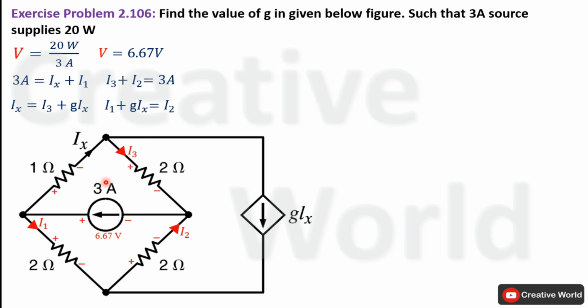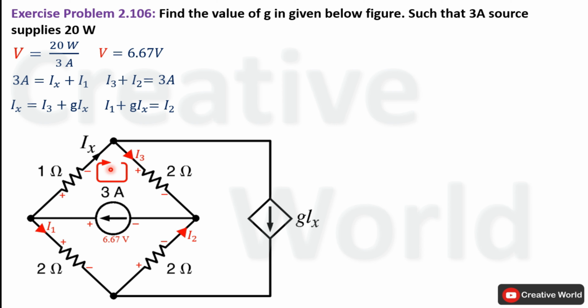Now for further simplification, we will apply Kirchhoff's voltage law inside this closed loop. For that purpose, we are assuming the direction of current in clockwise direction. Write KVL equation for this closed loop. Start from here. Current entering terminal is positive, so voltage across this 2 ohm resistance will be taken with positive sign, that is the product of I3 and 2 ohm. Next, current entering terminal is negative, so voltage across this constant current source will be taken with negative sign, minus 6.67 volt. Next, current entering terminal is positive, so voltage across this 1 ohm resistance, that is the product of Ix and 1 ohm, will be taken with positive sign.